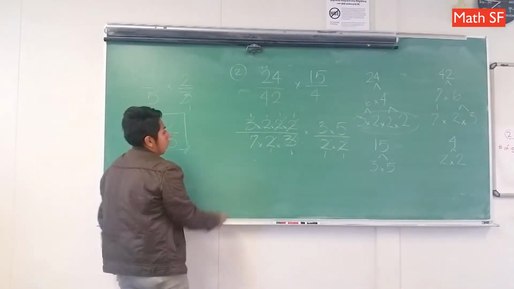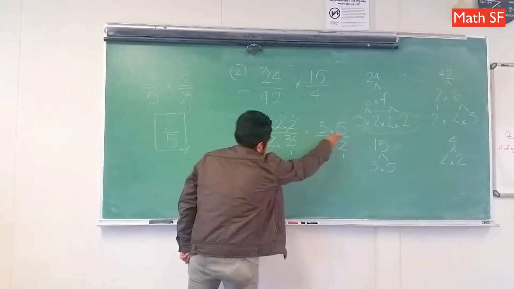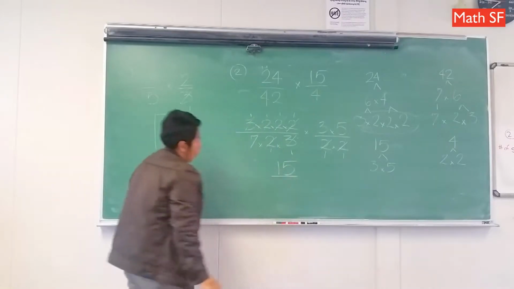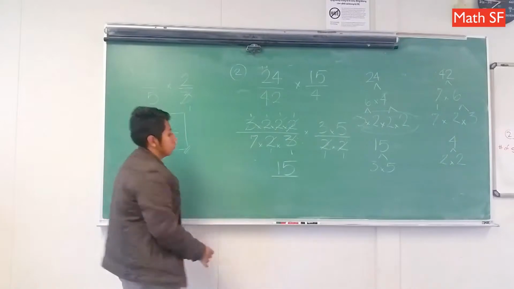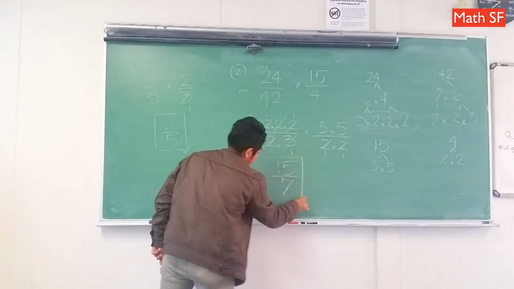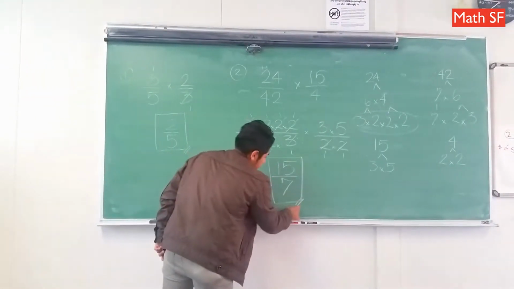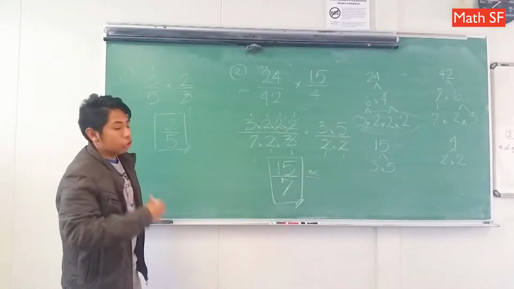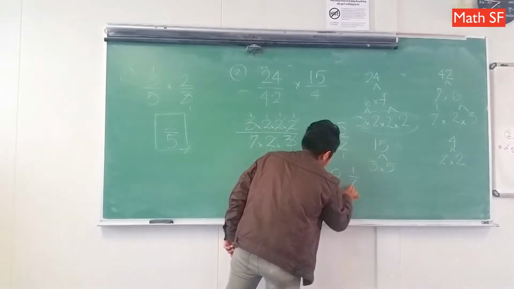Alright, now let's just multiply. 1 times 1 times 1 times 1 is 1. 3 times 5 is 15. Therefore, you have a 15 on top over 7 times 1, which is 7. Therefore, your final answer is 15 sevenths. Yes, we can write this, or if you do your long division, you will have 2 and 1/7.